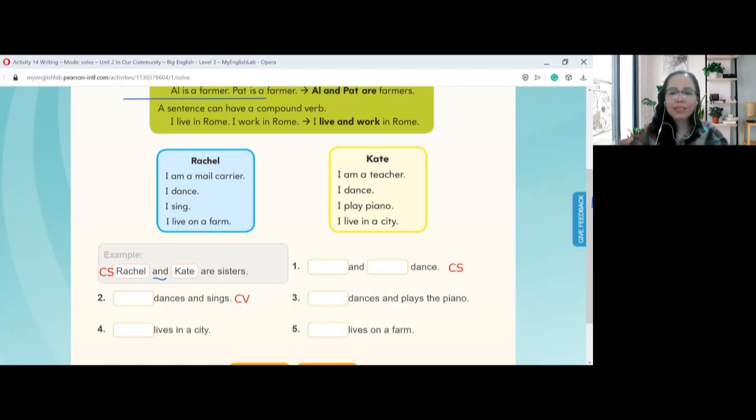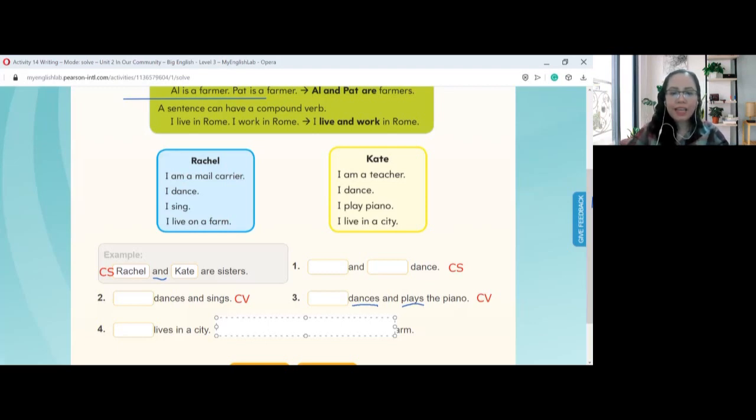How about number three? Compound subjects or verb? Still the same, yeah? Compound verb. Because we see here there are two verbs, yeah? Dances and plays. Good. How about number four? Compound subject or compound verb? Blank lives in a city. Oh, what do you think? This is a compound verb or this is not a compound sentence?